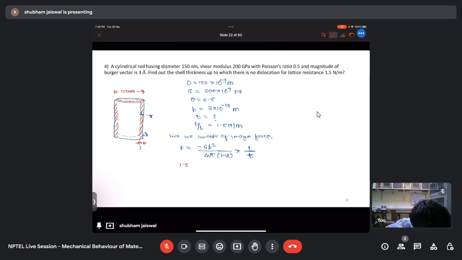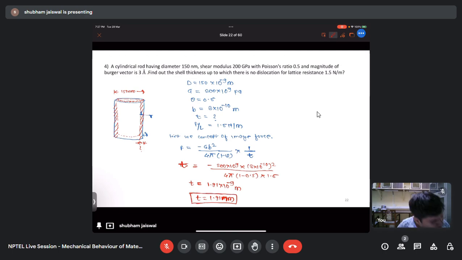So F is 1.5. Sorry, t equals minus G, which is 200 into 10 to the power 9, into b² which is (3 into 10 to the power minus 10) whole square, divided by 4π into (1 − 0.5) into F, F is 1.5. So we'll get t equal to 1.91 into 10 to the power minus 9 meter, or t equal to 1.91 nanometer. So up to this much thickness, the material will be dislocation free.